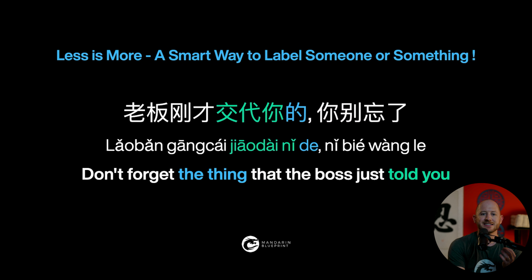How about this one? 老板刚才交代你的，你别忘了. Don't forget the thing the boss just told you. 交代你的. So 交代 is like the task that was granted to you. It was handed over to you and made for you to represent it. So 交 means to hand over in this context, and 代 means to represent. So the thing I've handed over to you to represent or take care of.